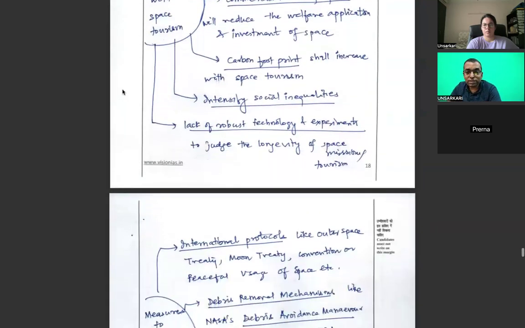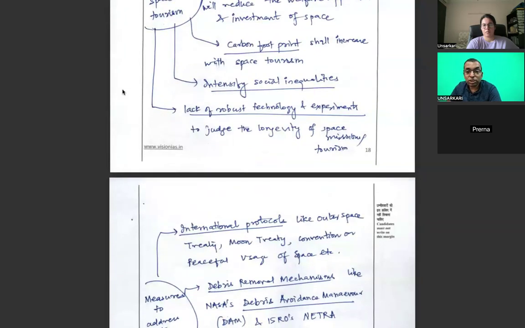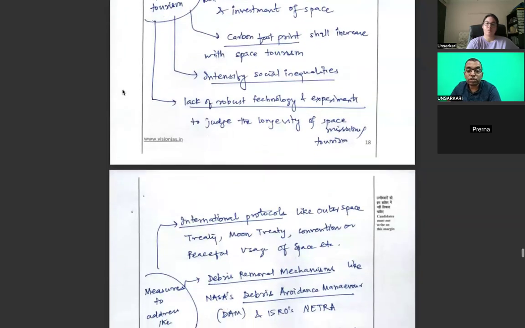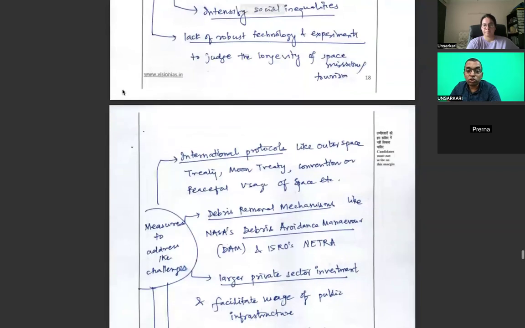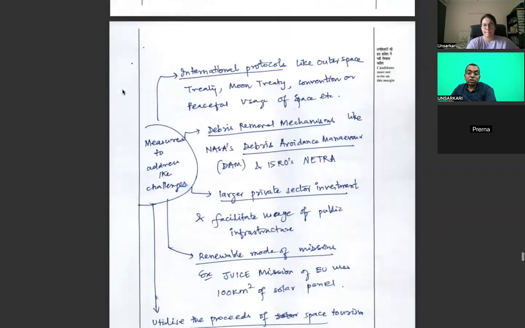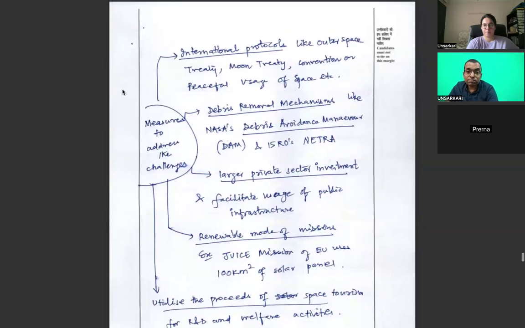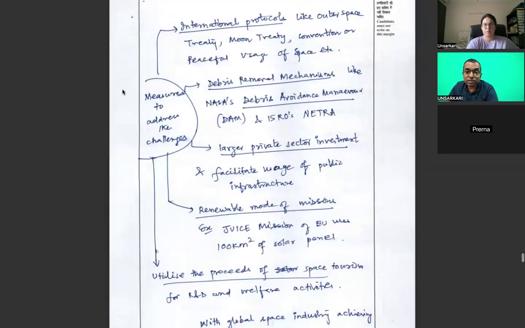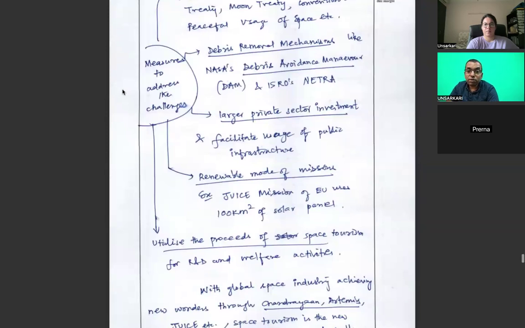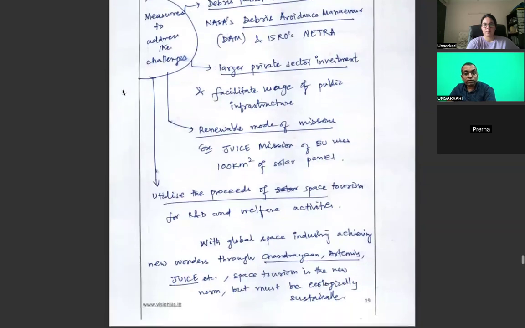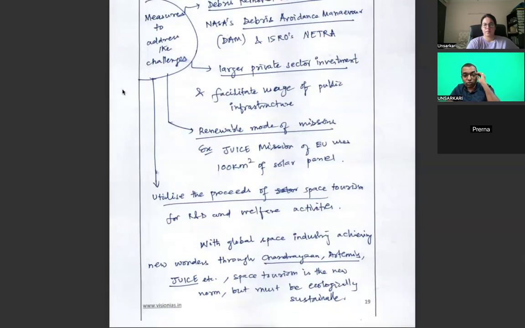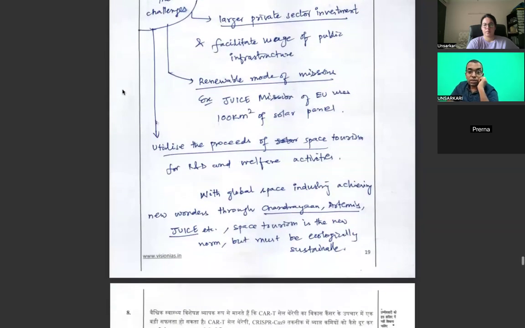Carbon footprint will increase, intensity, social inequality is a very good point, lack of robust technology and experiment to judge the longevity. Measures include international protocols like the Outer Space Treaty, Moon Treaty, debris removal mechanisms like NASA's debris avoidance maneuver, ISRO's NETRA, large private sector role, facilitation, renewable mode of milestone missions, and then utilize the proceeds of the space tourism for R&D and welfare activities.